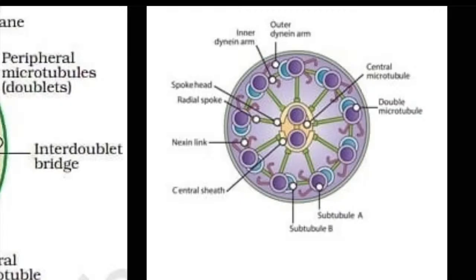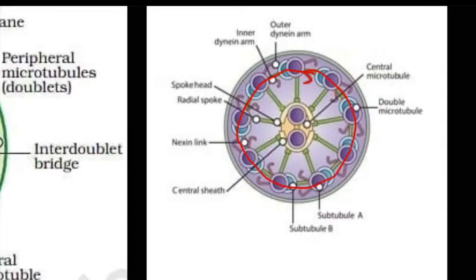So you can see two hooks on the A tubule. You will be having two different hooks. One will be the outer dynein hook, and this is the inner dynein hook. Outer, inner. Look at it like a circle.